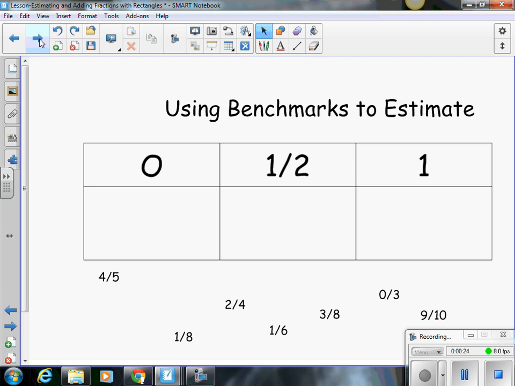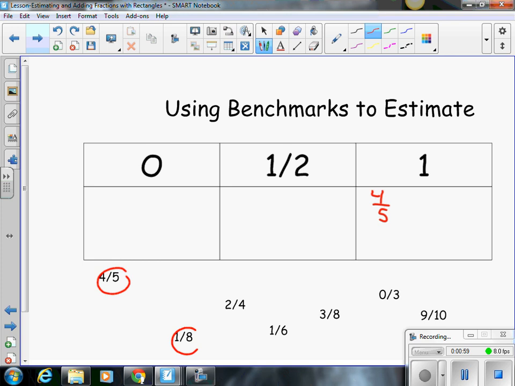All right, so we've seen this table before. We've used benchmarks to estimate numbers before. So our benchmarks are 0, 1/2, and 1. So we want to look at the fractions that we have down below under our table to see where they belong. Let's look at 4/5 first. 4/5 is really close to 5/5, which is the same as 1. So that would be closest to 1. So we write it in that column.